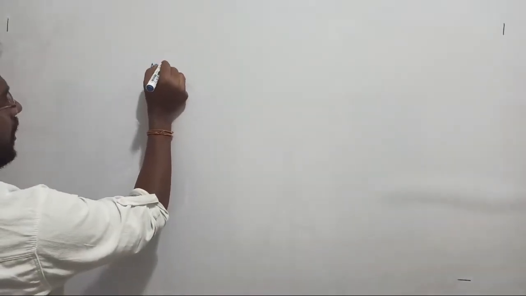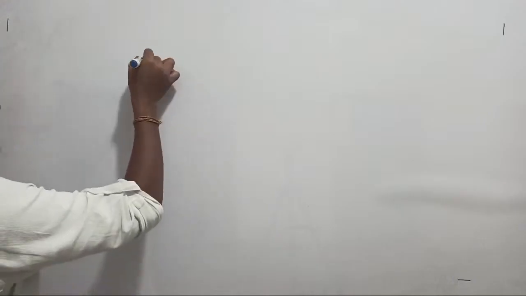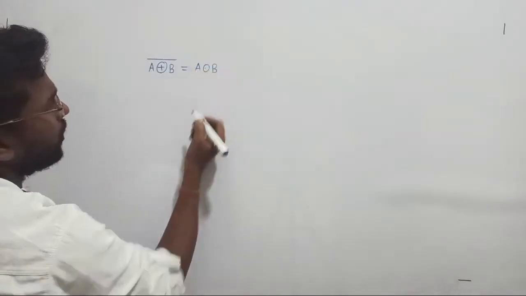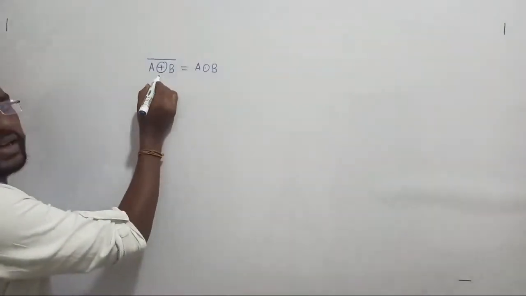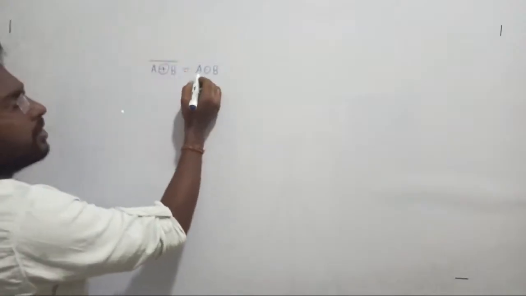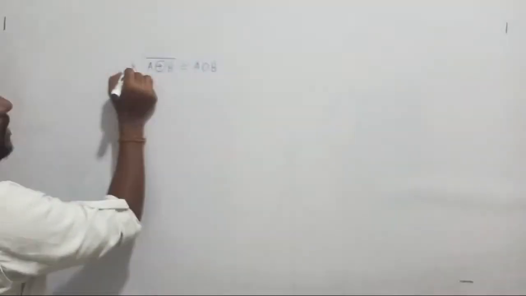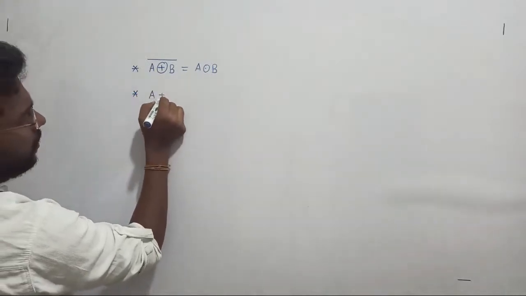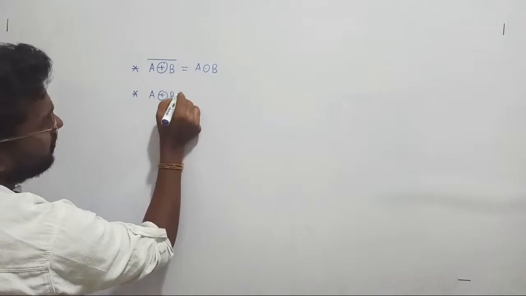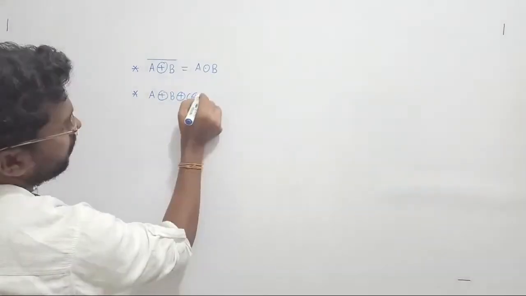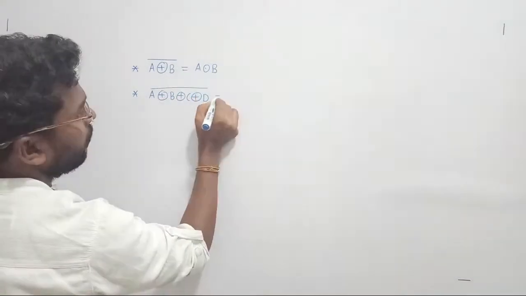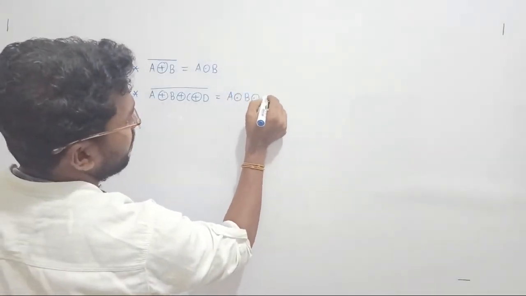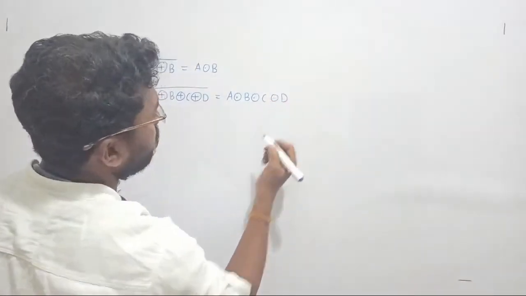If I take A exclusive-OR of B and complement everything, that should be equal to what? A XNOR of B. Yes, this is the XOR gate. If I take the complement of this, I am getting what? A XNOR of B. Exactly, that is true. Similarly, if I increase the number of inputs as A XOR B XOR C XOR D, then that will give you A XNOR B XNOR C XNOR D.